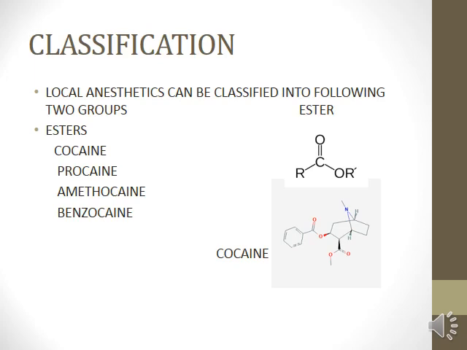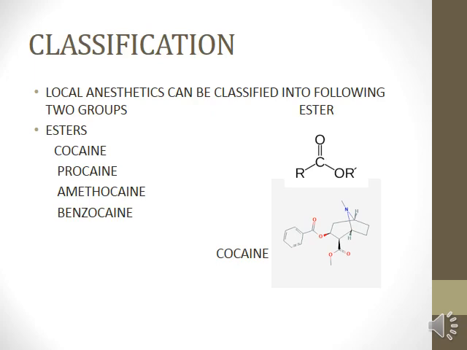Then the methocaine, which is a synthetic local anesthetic that was discovered later, and then the benzocaine, which also has an ester structure in its composition, and which was also discovered later, and it is also a synthetic drug. Among the esters, cocaine is naturally occurring, whereas procaine, methocaine, and benzocaine are synthetically made drugs, made by different scientists in different periods of time. This was about the esters.